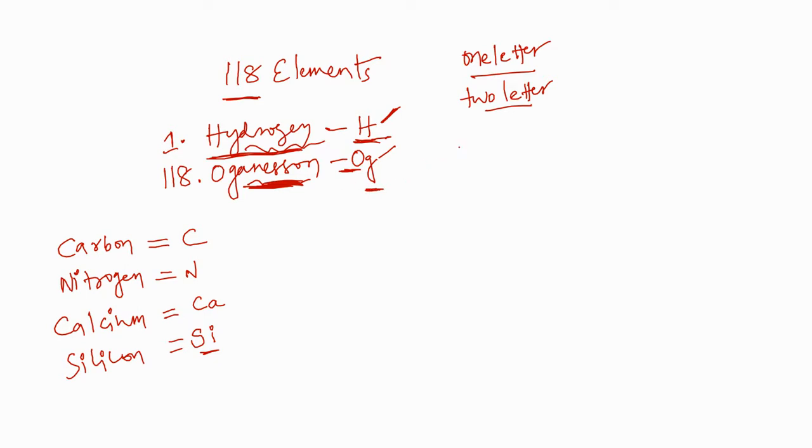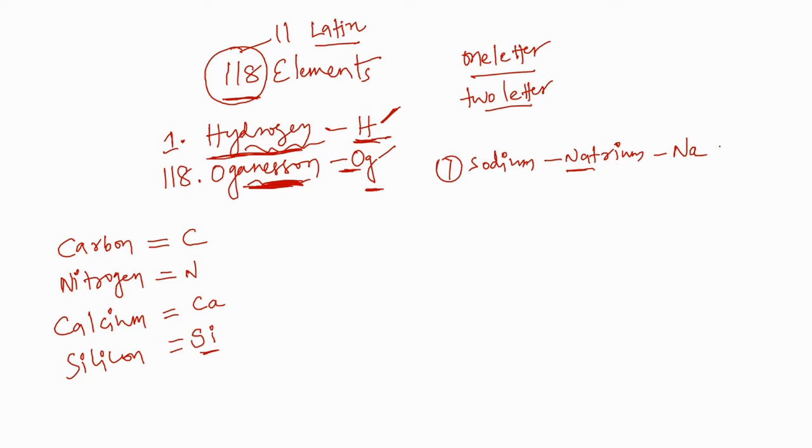So here I am going to show you, from the 118 elements, 11 elements which have Latin names. We have 118 elements, but in those 118 elements only 11 elements have Latin names. Those 11 elements are: the first one is sodium. Sodium's Latin name is natrium. So from natrium you get the symbol for sodium, Na.